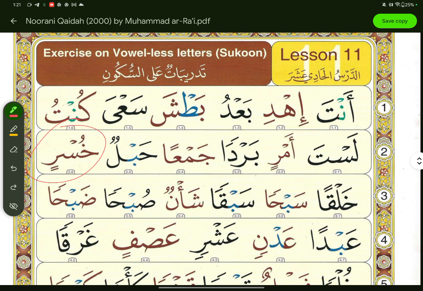Khusran. Khusrin. Very good. So make sure to keep in mind the harakat, you know. But very good, alhamdulillah. My brother Dareem.